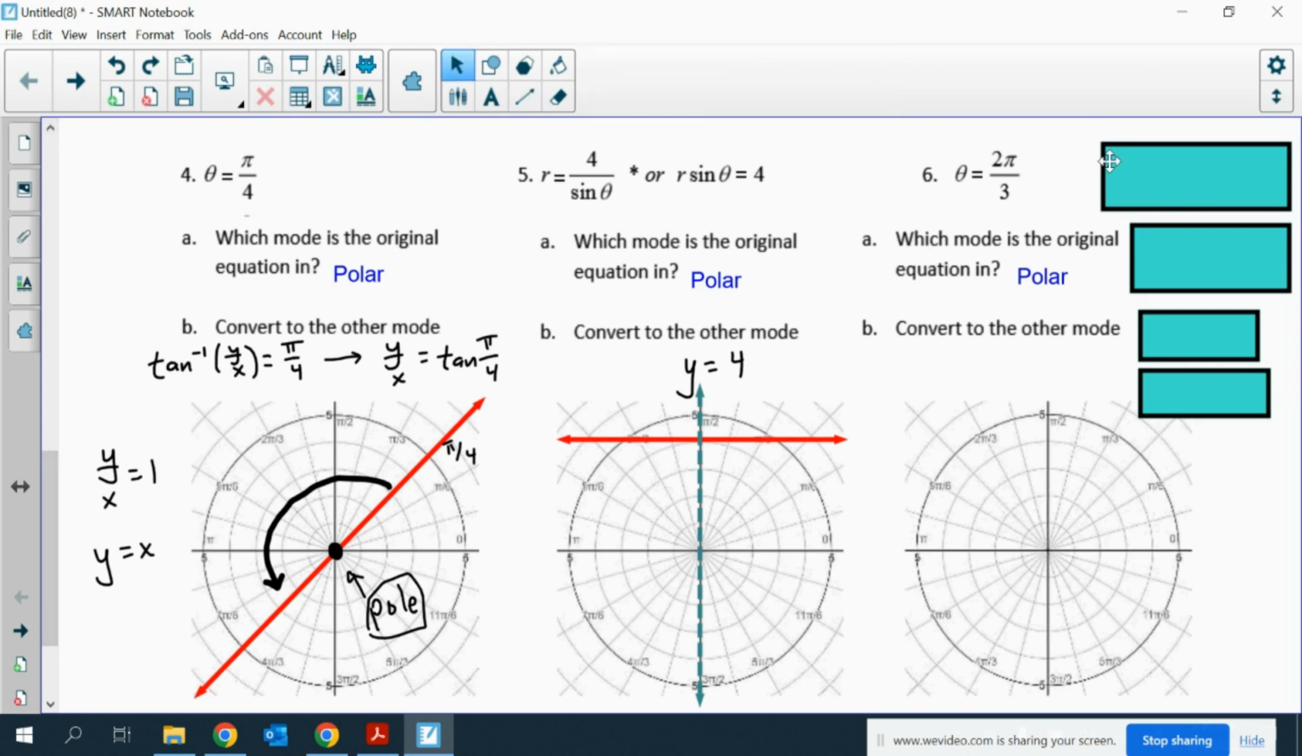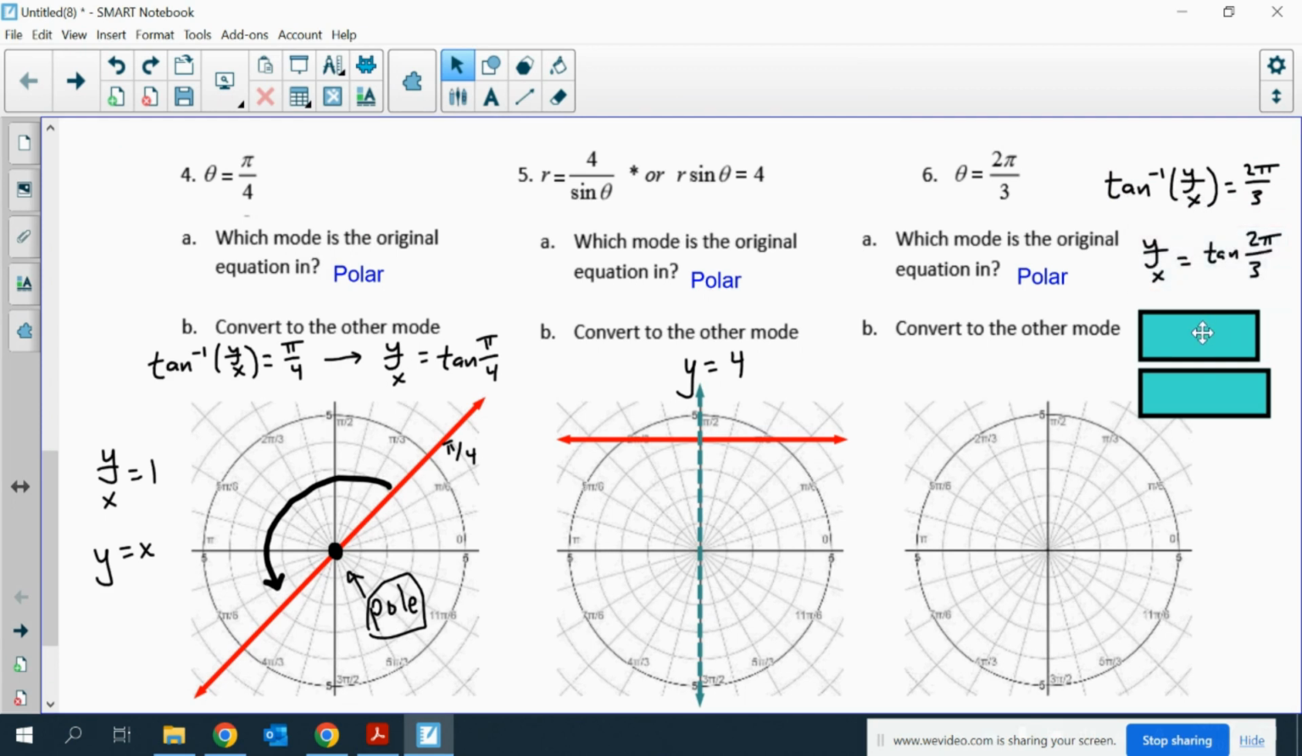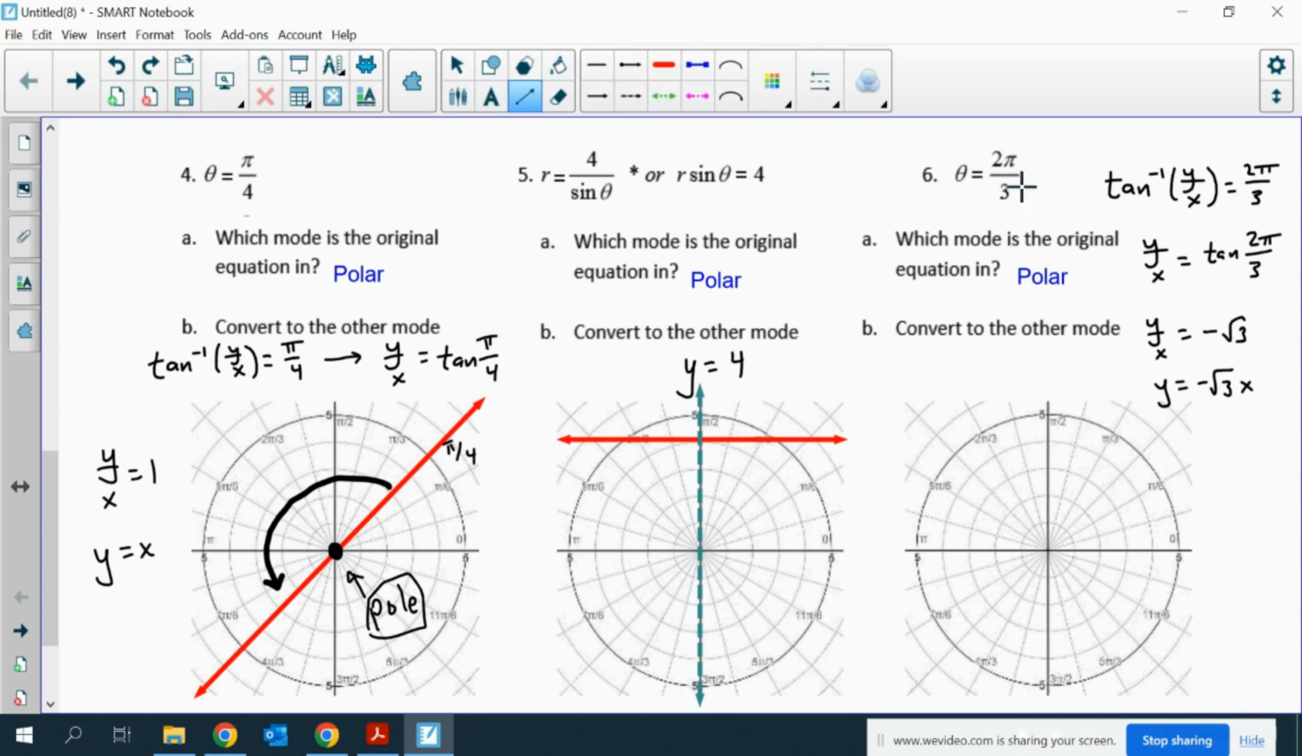Number 6, I see theta equals 2 pi thirds. So I use theta equals arctangent of y over x and then solve for y. So I just do a little solving. I have to remember my unit circle. Then I realize that y equals negative root 3x. Now notice that this line is actually probably easier to draw using polar coordinates.